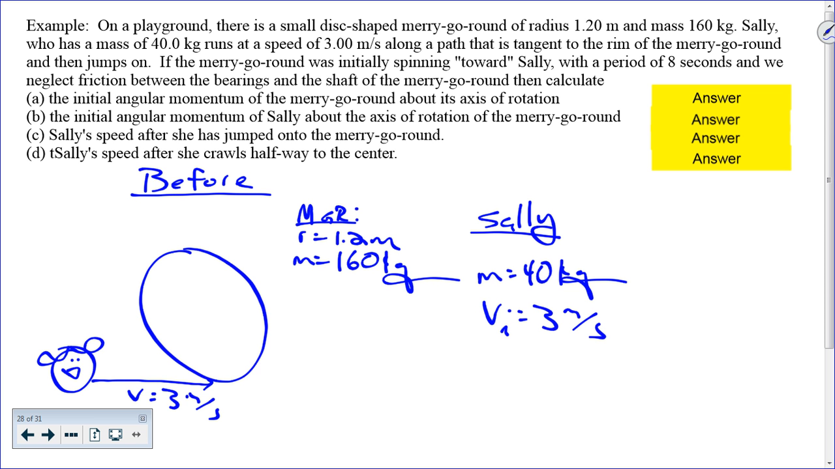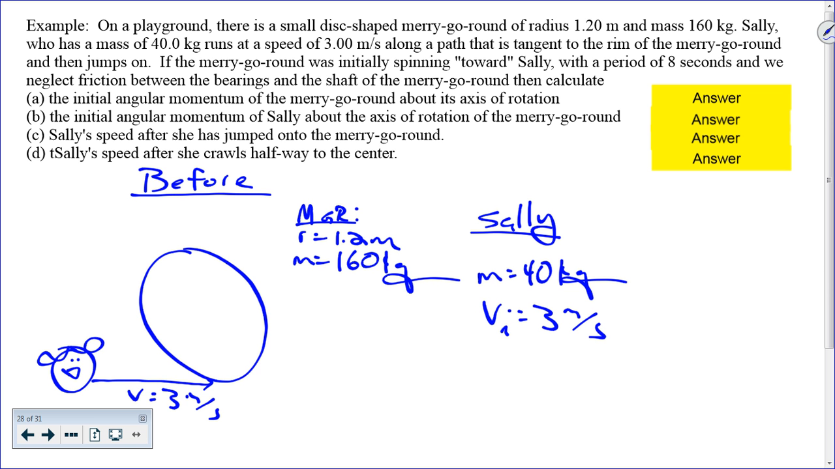If it was initially at rest, she would be pushing it and make it spin. So here's the merry-go-round, here's Sally, jump. Follow? All right? But to complicate things, the merry-go-round is spinning at the beginning.